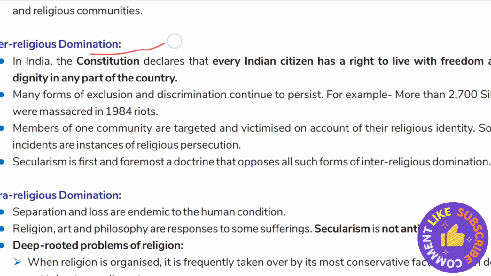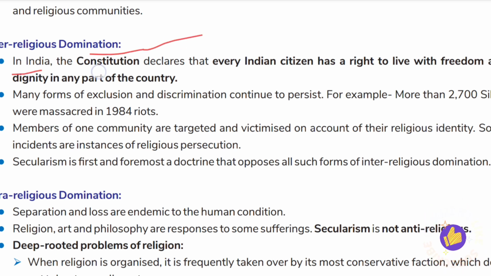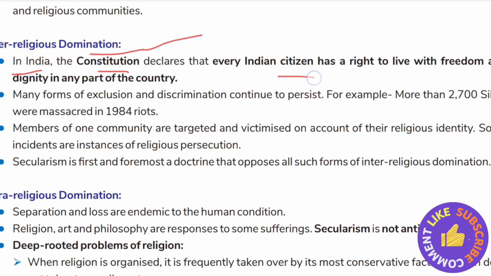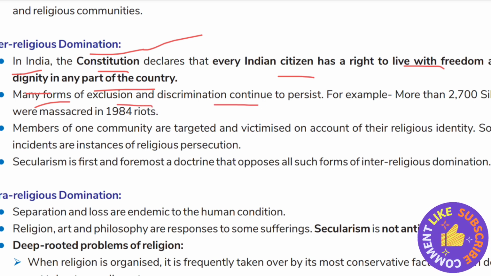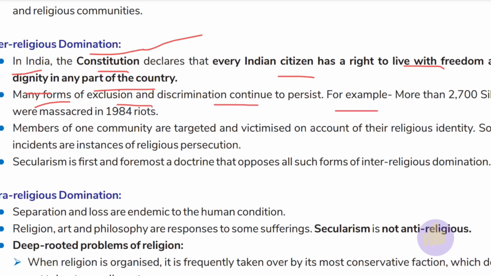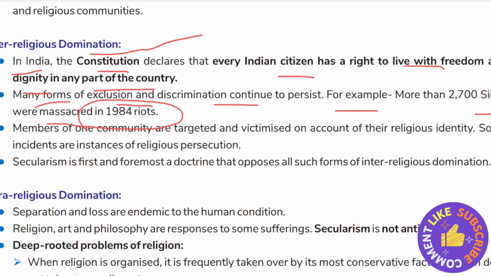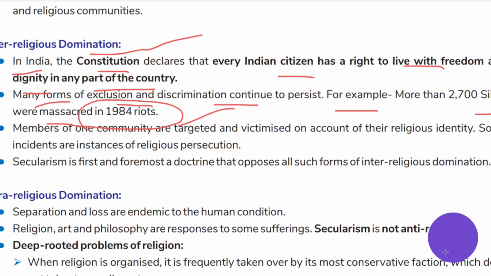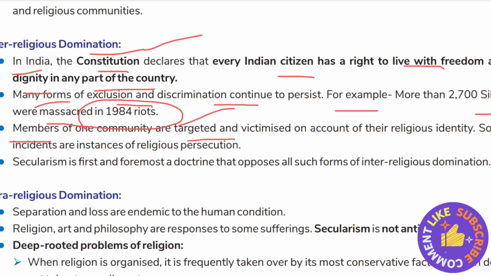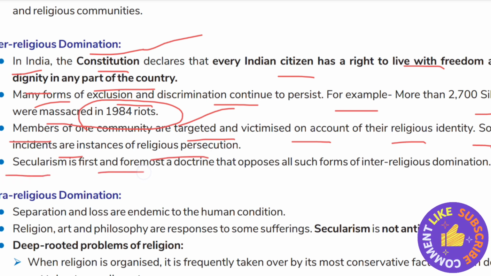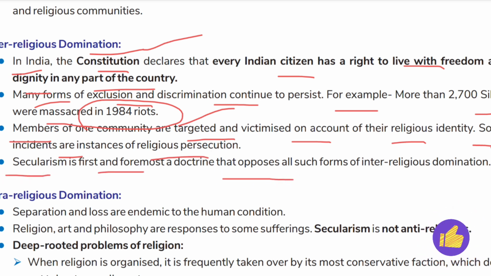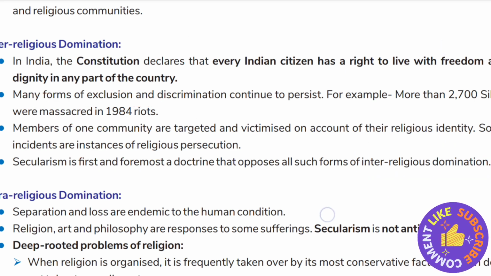So, what is inter-religious domination? In India, the constitution declares that every Indian citizen has a right to live with freedom and dignity in any part of the country. Many forms of exclusion and discrimination continue to persist. For example, more than 2,700 Sikhs were massacred in the 1984 riots. Next, members of one community are targeted and victimized on account of their religious identity. Some incidents are instances of religious persecution. Secularism is first and foremost a doctrine that opposes all such forms of interreligious domination.